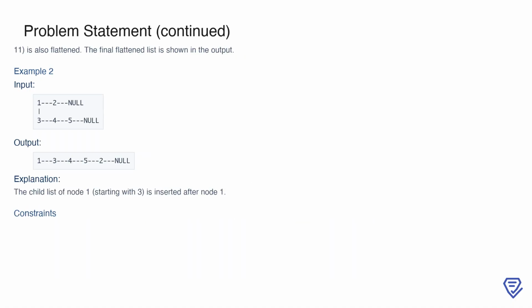Now consider another example to solidify the concept. Here, the main sequence consists of nodes 1 and 2, but node 1 has a child pointer leading to a separate list with nodes 3, 4, and 5. Flattening this structure involves inserting the child list of node 1 directly after it. The resulting list would start with 1, then include nodes 3, 4, and 5 from the child list, and finally, node 2 from the original sequence. This demonstrates how child lists are recursively flattened and inserted while maintaining the original order.